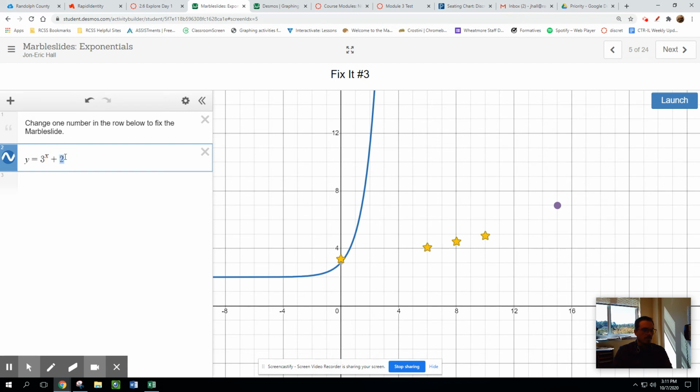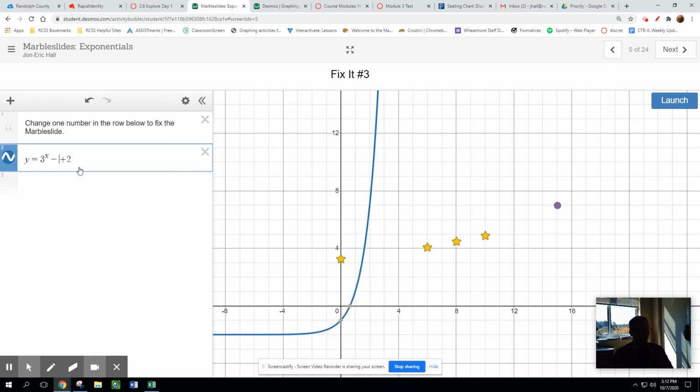keep it 3. How about we change this to? Because it says change one number. Why don't I make that a minus until I get what I want? It's a pretty tough one. So if I'm dealing with this 3 or the 2 moves it up or down, and the 3 is going to change the steepness. So if I want to change this steepness, maybe what I could do is inside of this, shift it over. How about minus, why aren't you?